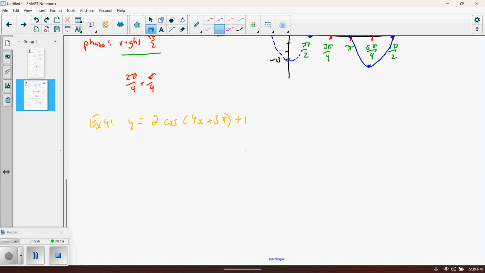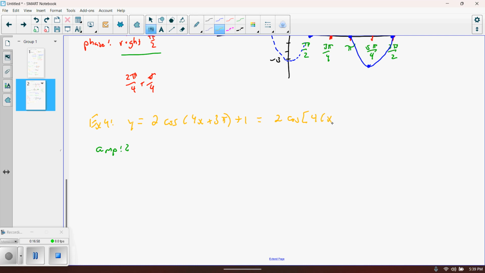So we got a bunch of stuff going on here. As a matter of fact, the only thing that we don't really have, it looks like, is a reflection. So there's no negative sign out in front of your amplitude, so we don't have to reflect it. We got a bunch of stuff going on. So we do have an amplitude of 2. Okay, really the amplitude is probably the easiest thing to figure out with everything. I'm going to rewrite the function so that I have factored out what's in front of the x.